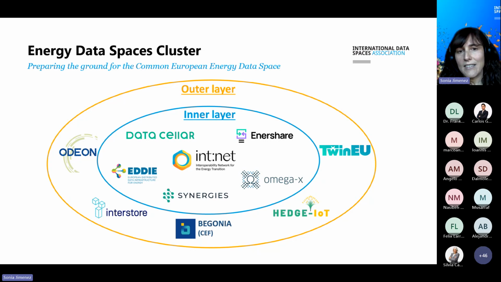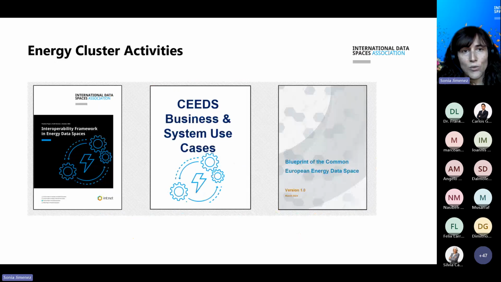One of the things that the inner layer have in common, or one objective, is that they need to become interoperable among all of them. That means we need to achieve inter-data space interoperability. And to do so, we are working mainly on these three activities. The first one is the position paper that we published back in October, which is the interoperability framework in energy data spaces. I'll give you an overview of this paper in this presentation.